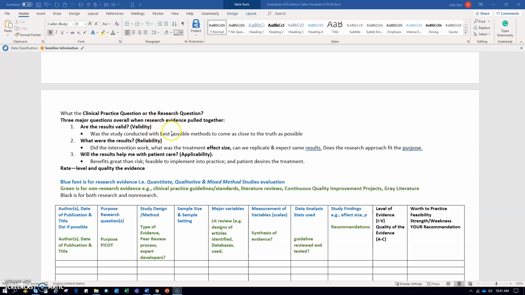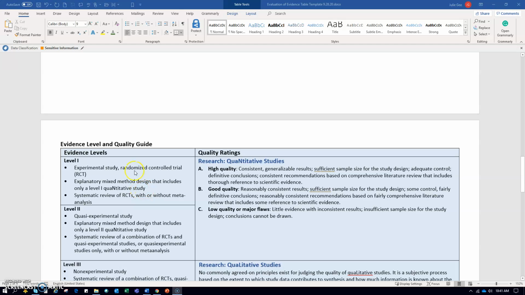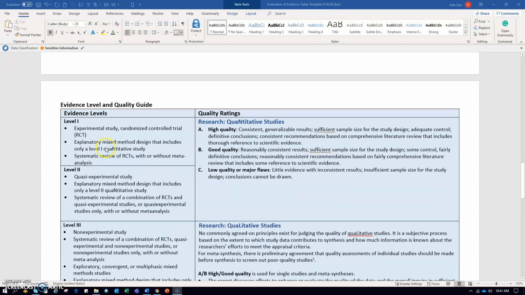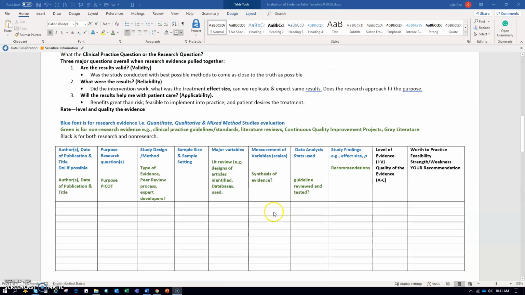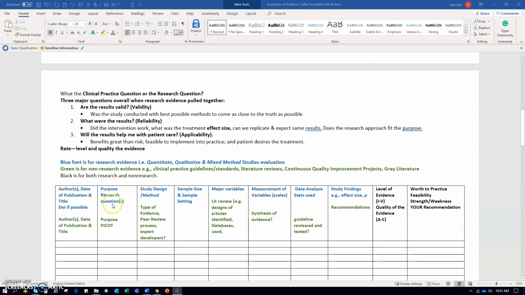So, 3 questions when we're looking at research evidence. We want to look at: are the results valid? Are the results reliable? And will they help me with patient care? And then these little bullets explain what that means. Very importantly, you need to rate the level of evidence and the quality of evidence. Whatever tool you utilize, here we're going to use the Johns Hopkins tool, you also need to have that so other readers can clearly understand what your standard was.